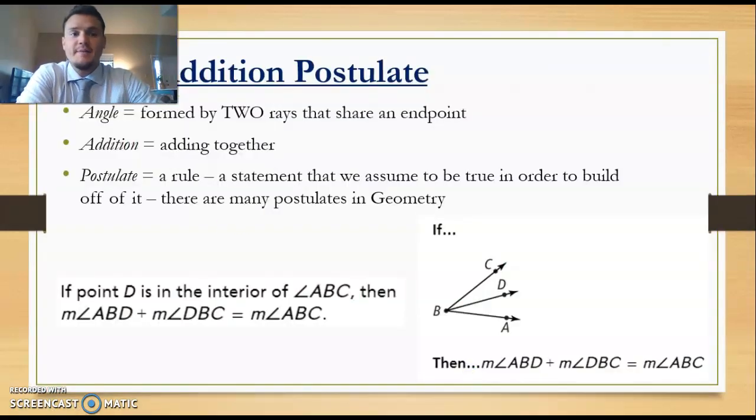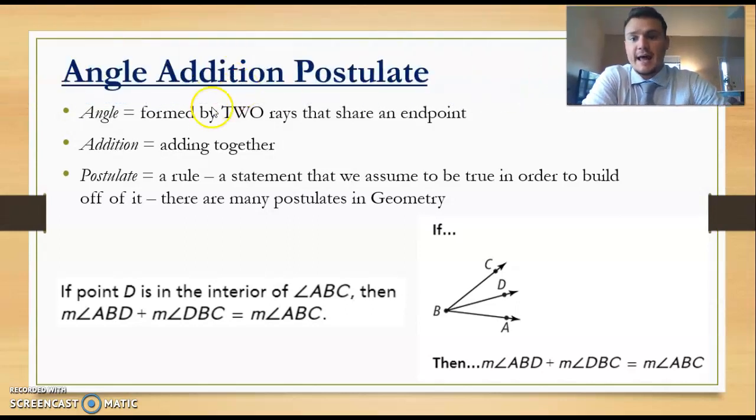So, breaking down the angle addition postulate, an angle is again formed by two rays that share an endpoint. So in this case, AB is a ray, BC is a ray. So this ABC is like a larger angle. CBD is another angle here, and then ABD would be another angle. Addition means that we're basically going to be taking these angles and adding them together to create a bigger angle.